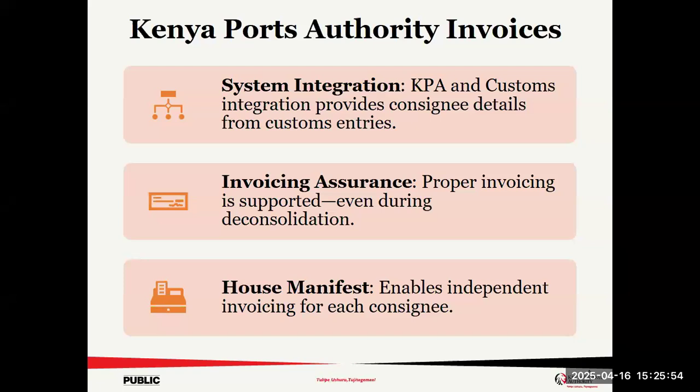When it comes to deconsolidation, you have one container and we are like 10 importers. Each of us needs to claim. Again, even in that scenario, there's a breakdown of that customs entry into what we're calling the house manifest that each consignee gets. And that is what is used to generate the customs entry individually.